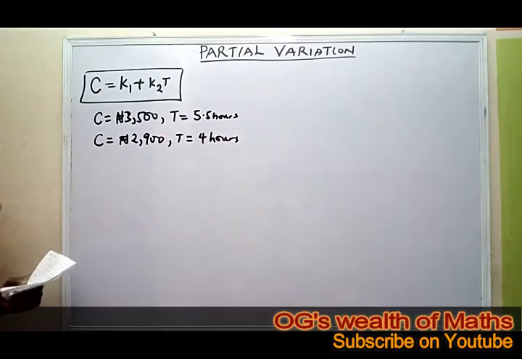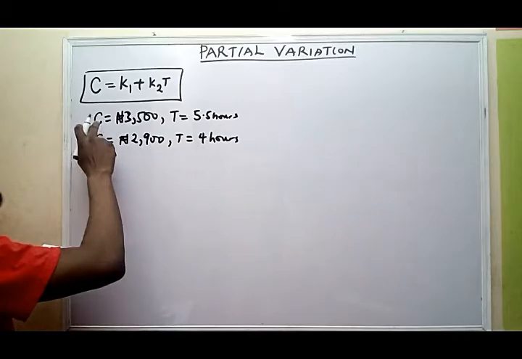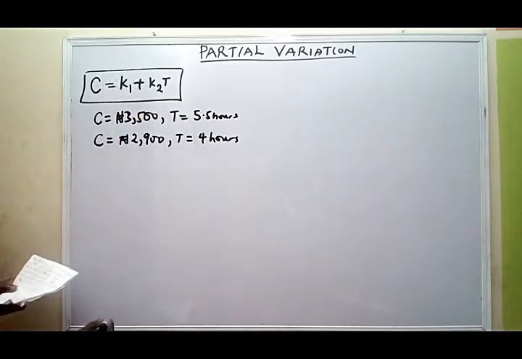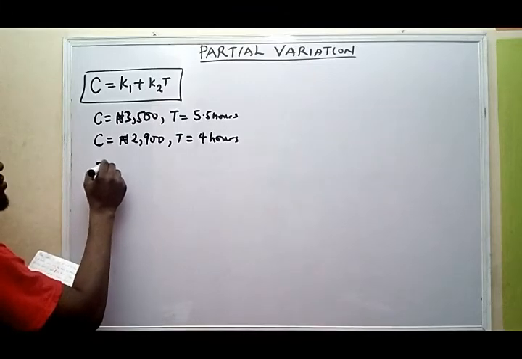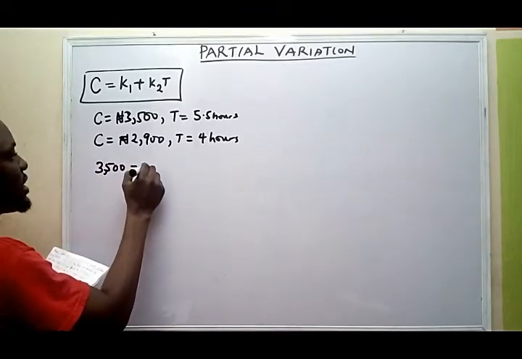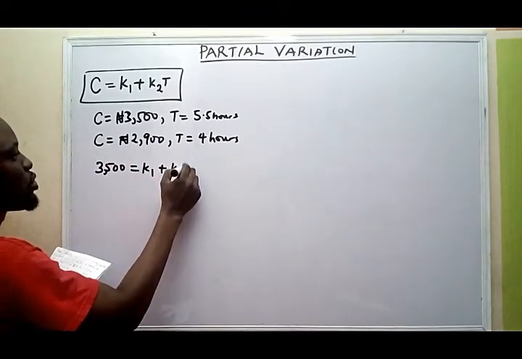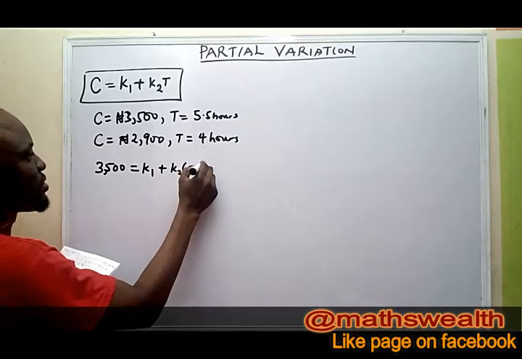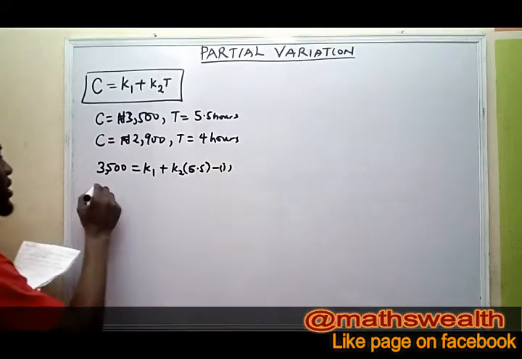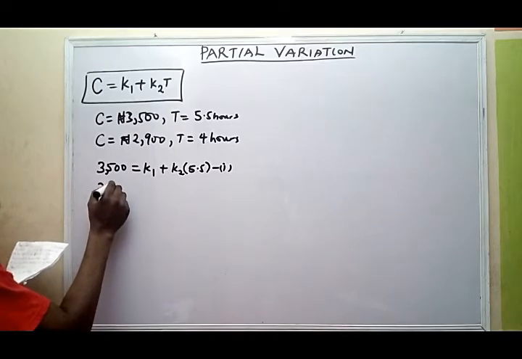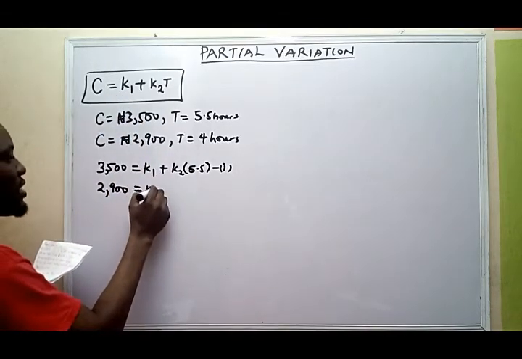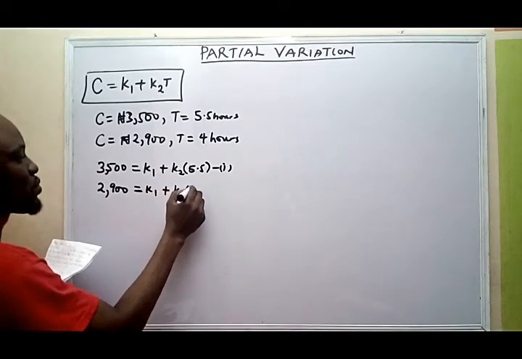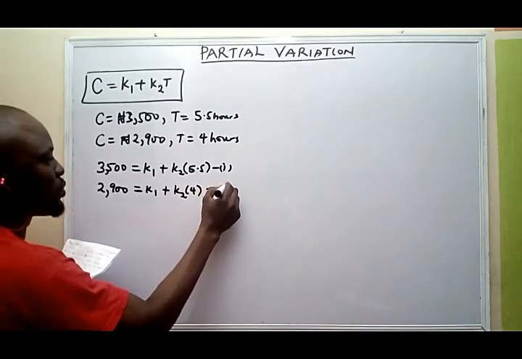Now this will lead me to substitute the value of cost and time into this expression. Then I'm going to get 3,500 equals k sub 1 plus k sub 2 into bracket 5.5, equation 1. Then I have 2,900. I'm going to plug all of this into this. So I have k sub 1 plus k sub 2 into bracket 4, equation 2.